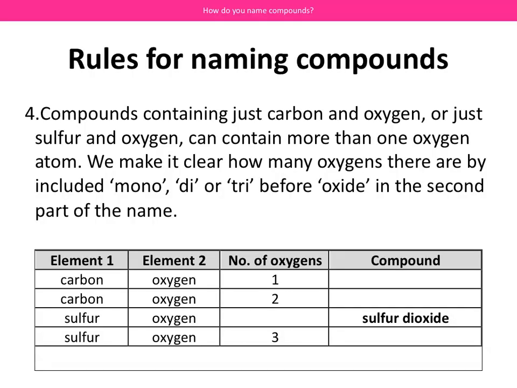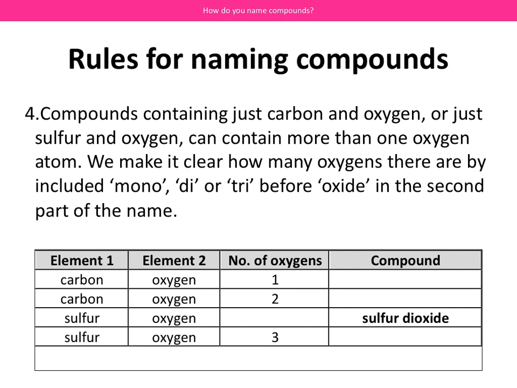Whenever you have compounds that contain just carbon and oxygen, or just sulfur and oxygen, the number of oxygens can vary, i.e. there's more than one possible compound when carbon is bonded to oxygen, or when sulfur is bonded to oxygen. And so we need to make it clear which of those compounds we're talking about. We do that by making it clear in the name how many oxygens there actually are. If there was only one oxygen, we'd use the prefix mono. If there were 2 oxygens, it would be di. If it was 3 oxygens, it would be tri. We would have those prefixes with the oxide, so we would have monoxide, dioxide, trioxide. And that would be in the second part of the name.